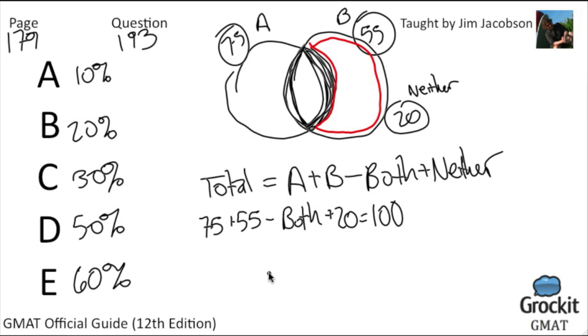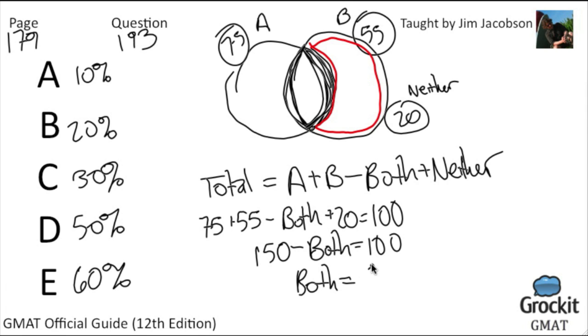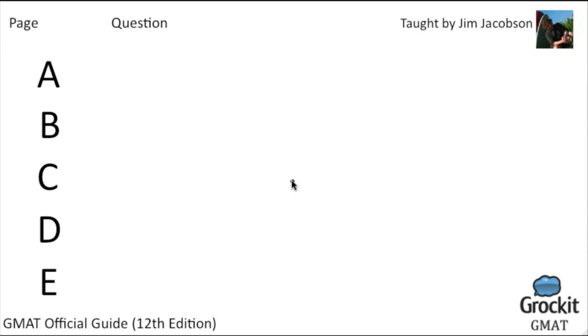So 75 plus 55 is 130, plus another 20 is 150. So 150 minus both equals 100. Therefore, both equals 50. And remember, we have to convert that back to a percent, but since there are no answer choices that are not percents, it's pretty easy to do. Choice D, 50% of the students got both questions correct. So that's a 50 in there. On to the next page.